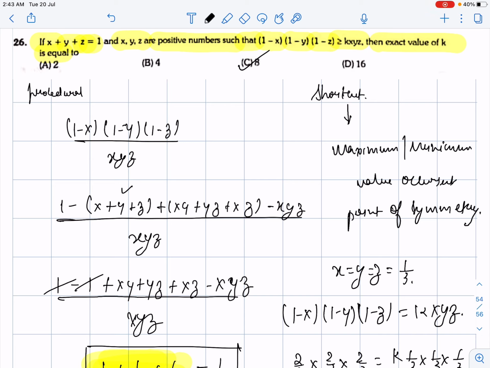Just remember this method. You should know both ways for this question. Option C will be the right answer for this question.